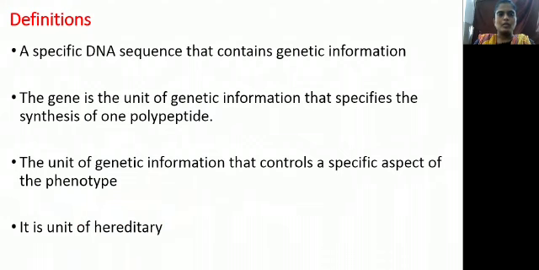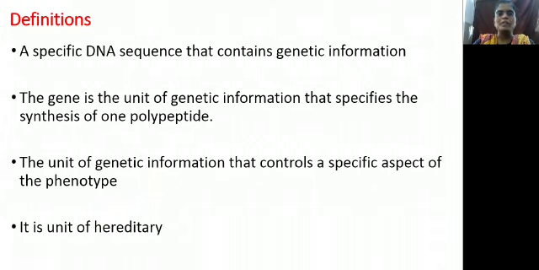So now you all know that chromosome is made up of nucleic acid and proteins, and DNA is a genetic material. Within DNA, a linear set of genes is present, and those genes are hereditary material. So first of all, we see some definitions of genes.